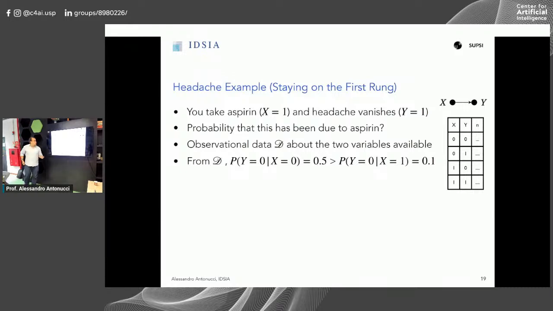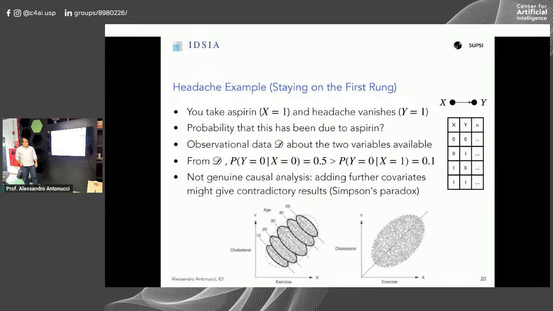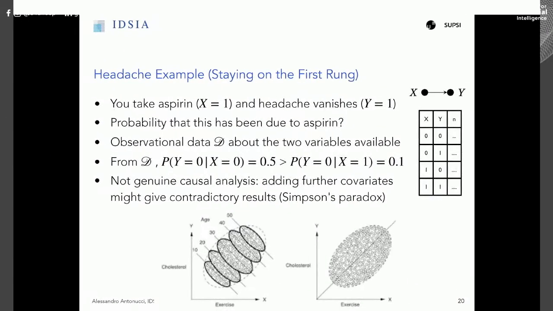Now something more specific. Okay, this slide for me is really just to motivate the fact that observable data are not enough to answer the kind of queries we might have. So this is a classical example. I take a drug, whatever, I want to see whether this is effective or not effective, and I have observational data.